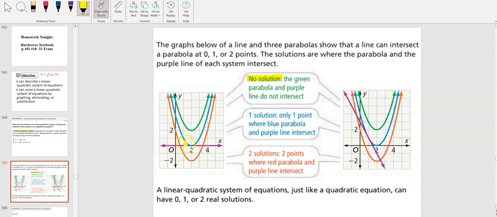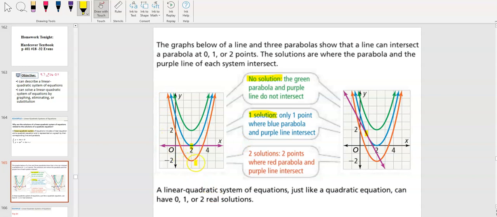When the blue parabola is graphed, it's a little bit bigger, you can see that it's only touching the purple line in one spot. Even over here, it's hard to tell, but this purple line is only touching my parabola in one spot. So one solution to my linear quadratic system of equations is when only one point is connecting where the blue parabola and purple line intersect.